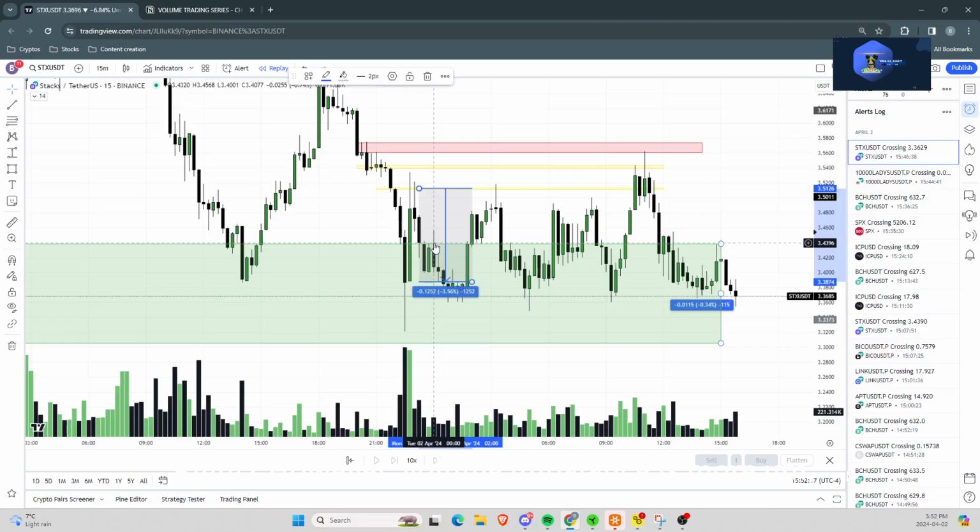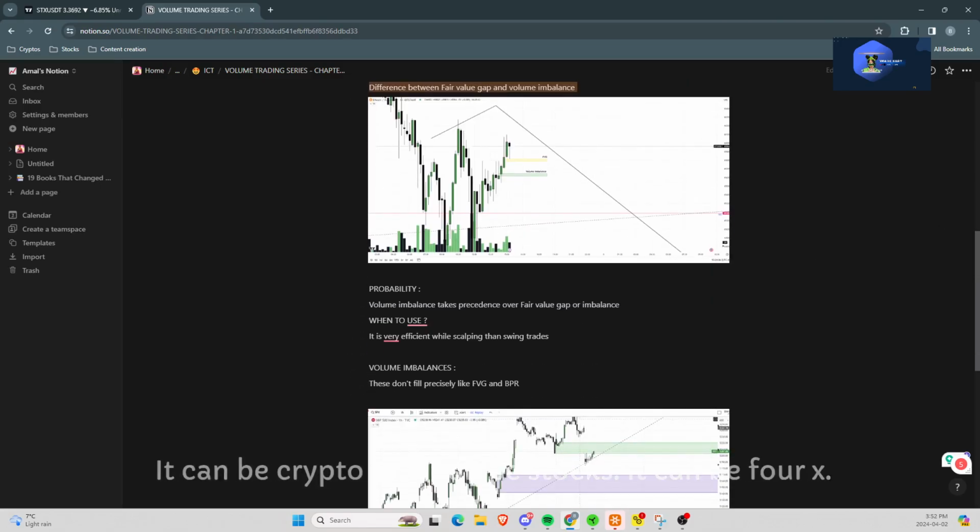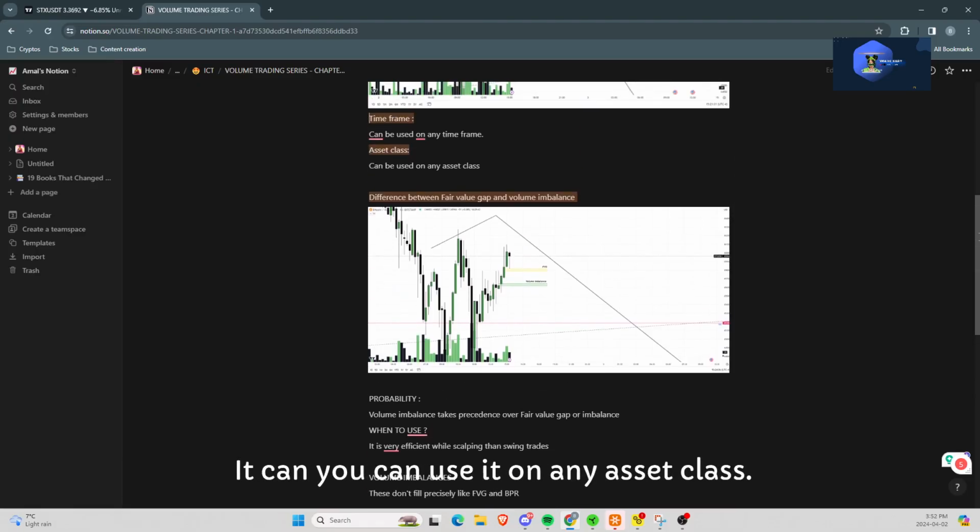However, volume imbalance is more accurate than fair value gap. It does not get disrespected for the most part, right? So you can use it on any time frame, and you can use it on any asset class. It can be crypto, or it can be stocks, it can be forex. You can use it on any asset class.